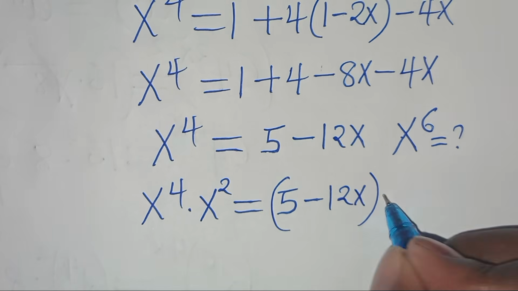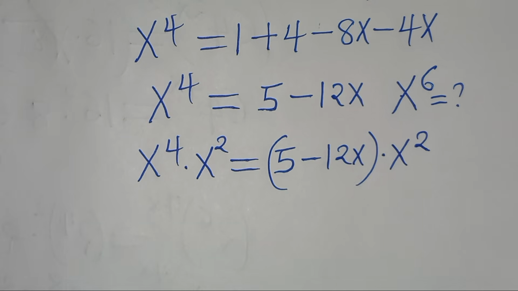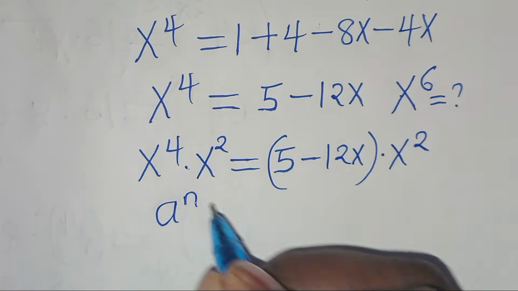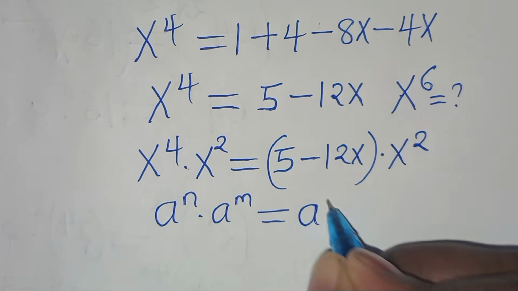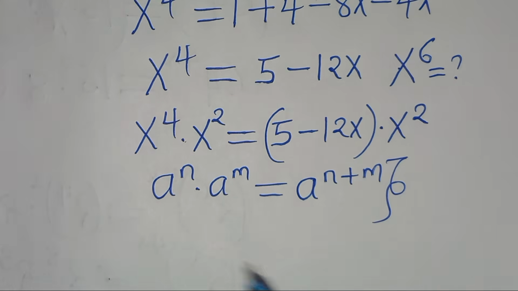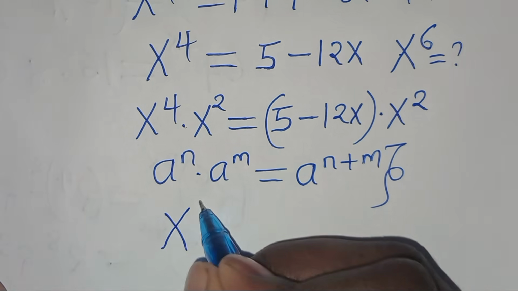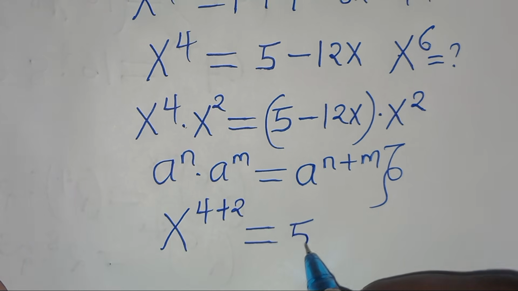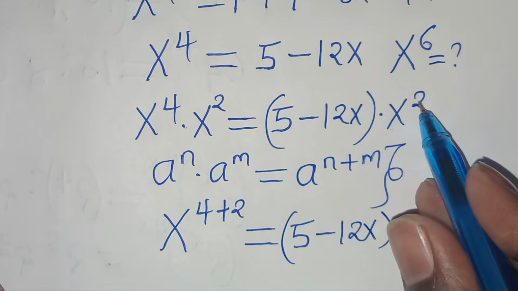Multiplying by x to the power of 2. x to the power of 4 times x to the power of 2. This is in the form of a to the power of n times a to the power of m, which we can express as a to the power of n plus m. Applying this exponent property, this means that we have x to the power of 4 plus 2, and this is equal to 5 minus 12x multiplied by x to the power of 2.